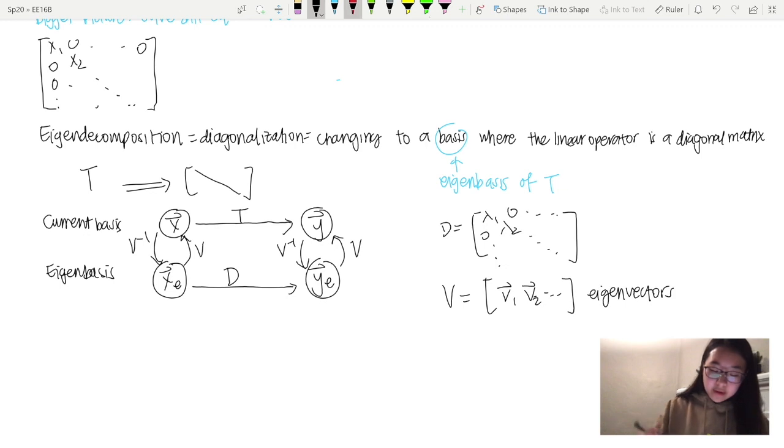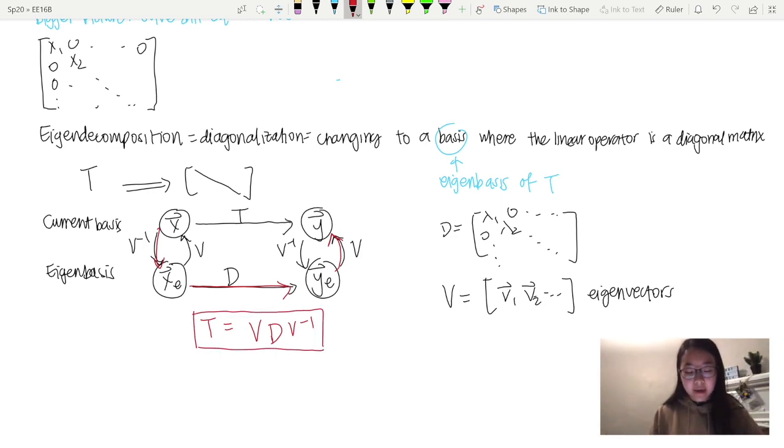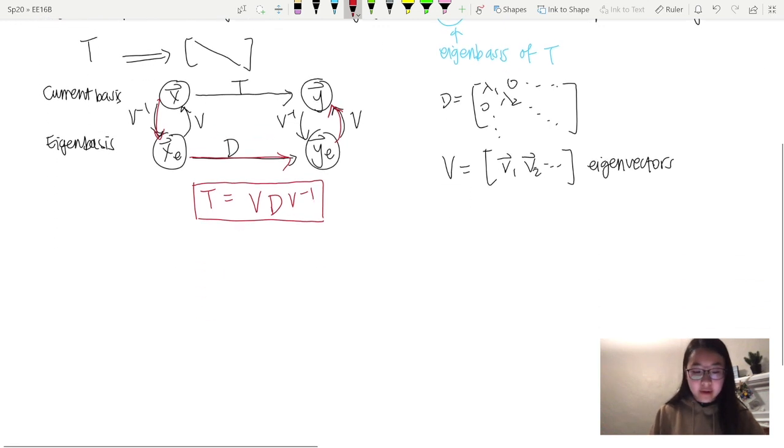Earlier we just went directly with T, but now we want to represent T with the diagonal matrix inside. So you would go along this red path in order to still go from x to y. Then that means T is equal to, going off of the left multiplying rule, V inverse D V. And this is your main diagonalization equation that you want to keep in mind, because you're representing the linear operator T with the diagonal matrix, which is symbolized by the D.